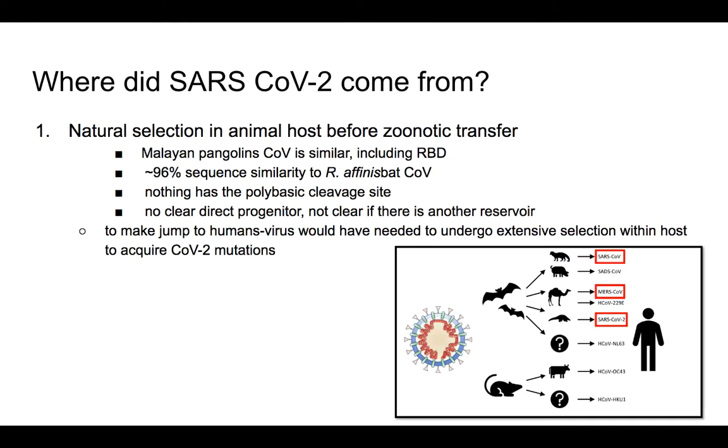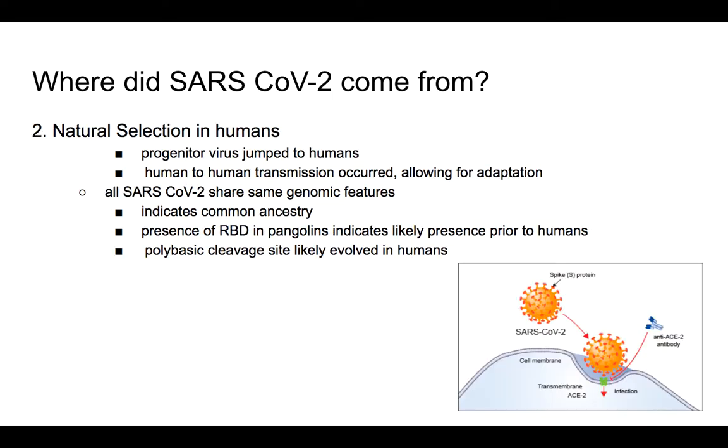And where did it come from? There are two ideas to explain its origin. First is that it came through natural selection in animals before it got to humans. And the second one is that it's been around long enough in humans' bodies to be able to adapt and mutate to the form that it is today, which is the most deadly and dangerous form.